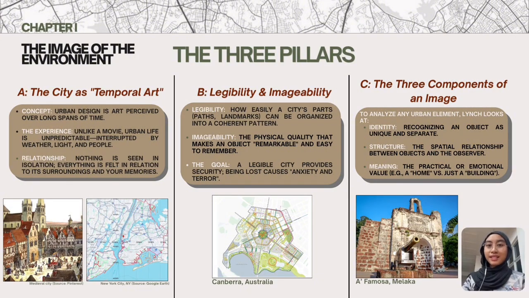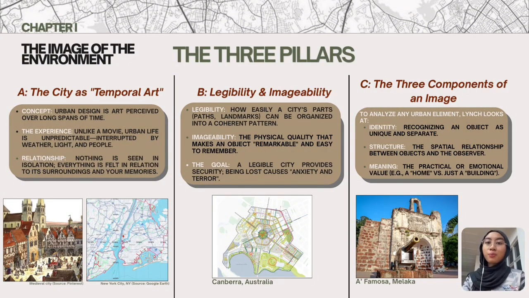B, legibility and imageability. These are 2 big terms in urban design. Legibility is how easily we can organize a city's parts into a coherent pattern. Think of a plan layout of Canberra, Australia, shown here. Imageability is that wow factor, the physical quality that makes an object stand out. A legible city gives us security. Lynch argued that being lost causes literal anxiety and terror.